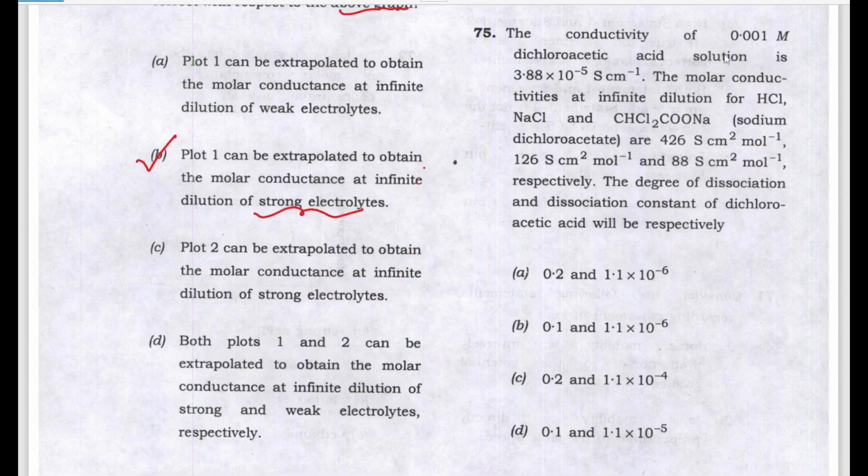In the next question, the conductivity of 0.0101 molar dichloroacetic acid solution is given. This is the specific conductivity. The molar conductivity at infinite dilution of HCl, NaCl, and sodium dichloroacetate is given respectively. The degree of dissociation, that is alpha, and the dissociation constant K, we have to find for dichloroacetic acid.